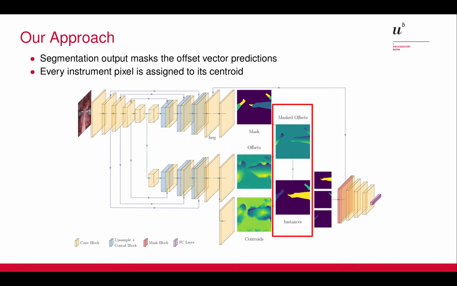In this stage, we combine the two heads. First, we mask the offset using the segmentation mask, such that only pixels which actually belong to an instrument are retained. Then, using the offset vectors, we assign every pixel in the offset mask to its centroid. We do so by adding the offset vector to the pixel position and then finding its nearest centroid. This will give us n instance masks, where n is the number of centroids detected, as seen here.